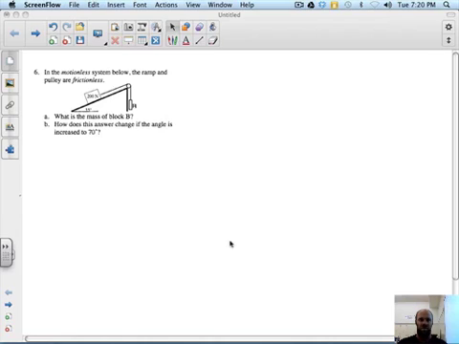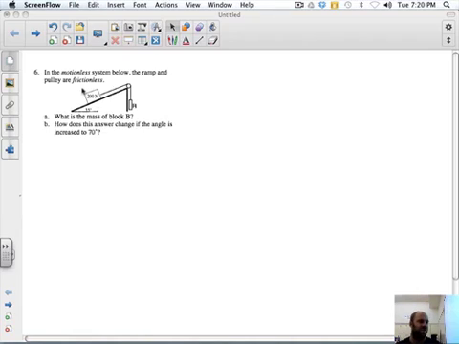It says, in the motionless system below, the ramp and pulley are frictionless. Okay? What is the mass of block B? Block B is hanging by a frictionless pulley, and there's a rope wrapped around there attached to a 200 Newton weight. The ramp's frictionless, the pulley is frictionless, and that means the block can slide freely on the ramp. And let's see, what else? We want to find the mass of the block, and we want to see if the answer changes if the angle is increased to 70 degrees.